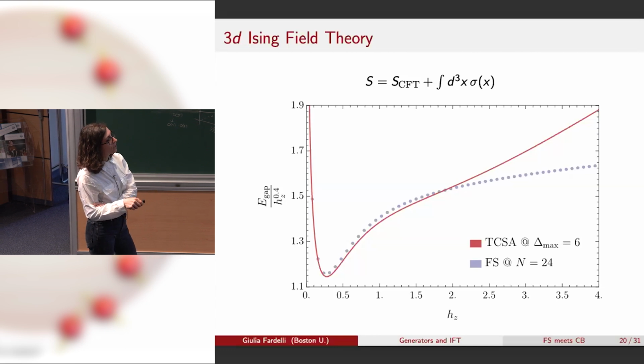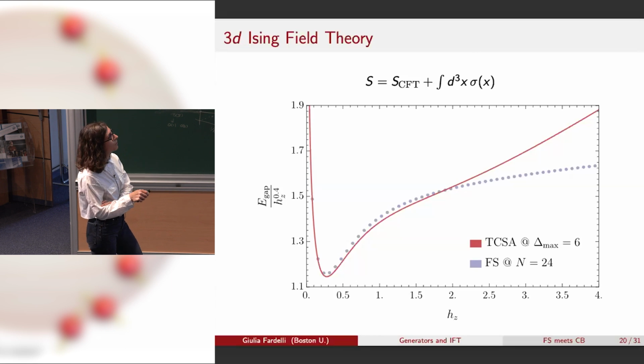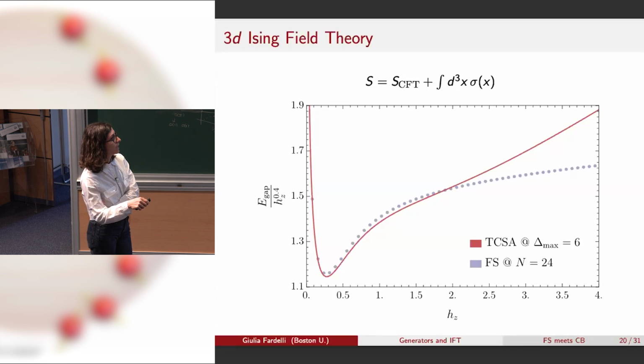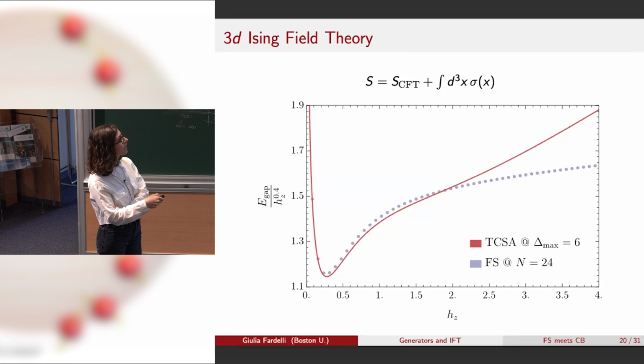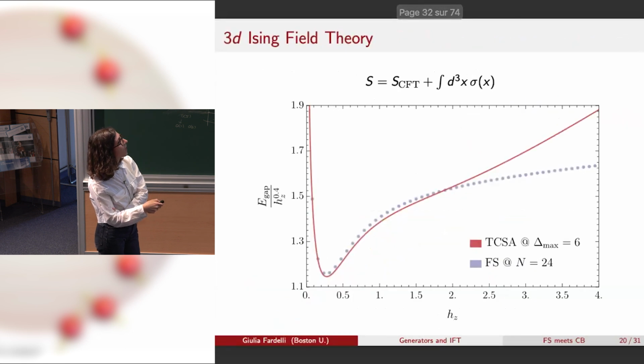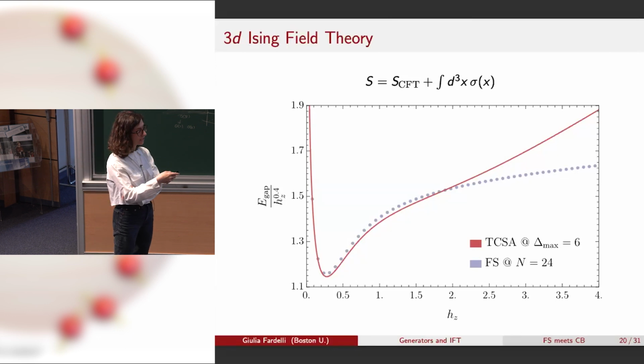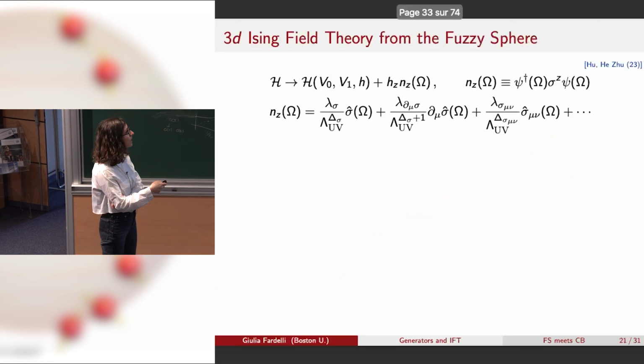Here I'm plotting two different results obtained with two different methods. The points are the fuzzy sphere results obtained at n equal 24, and I'm going to tell you in a second how I implement this on the fuzzy sphere. The other one is the result from TCSA with delta max equal to 6. First of all, we don't see a flat line yet, and the second thing is that these two methods are really close to each other. But now let me say in detail what we are doing and what TCSA is.